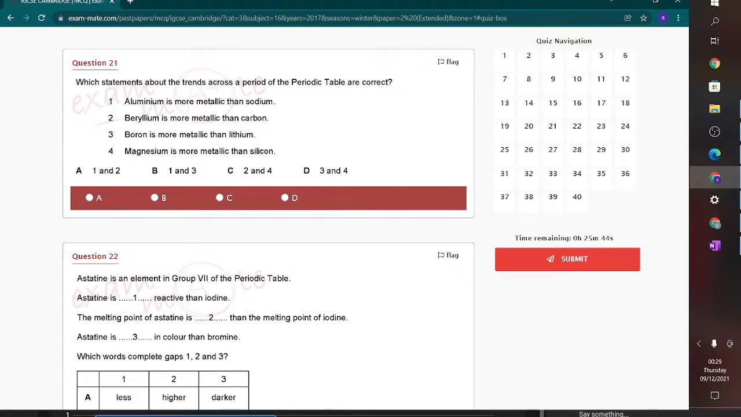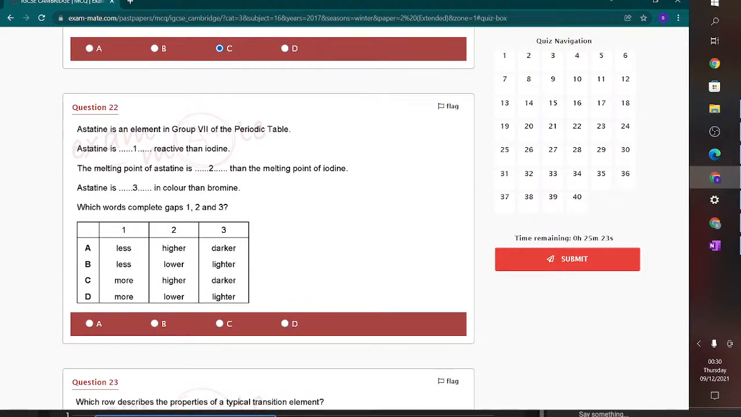Boron is more metallic than lithium. That's false. Magnesium is more metallic than silicon. 2 and 4 is our answer. Group 1 and group 2 elements are the most metallic compared to other elements. So sodium is in group 1 and magnesium is in group 2.